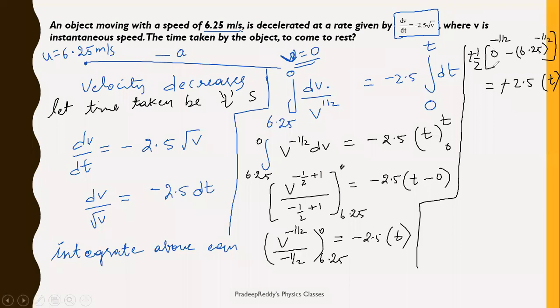So it will be minus of 6.25 whole power minus 1 by 2 is equal to 2.5 into t. This gives you 1 divided by 6.25 whole power 1 by 2 is equal to minus, of course, 2.5 into time taken t. Okay. Now this gives you minus 1 divided by 6.25 under root is equal to 2.5 into t.